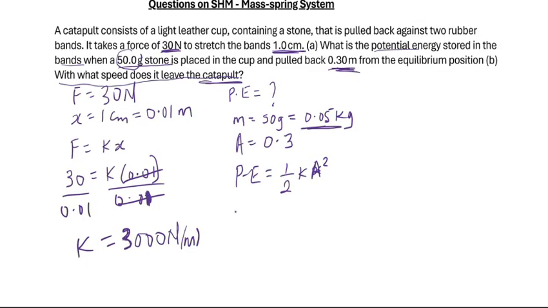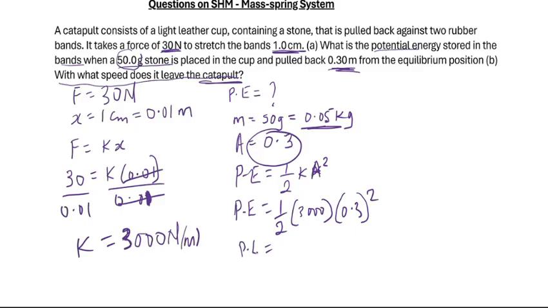Compute the formula. We have potential energy equals half times k, which is 3000, times the amplitude, which is 0.3. You can see the 0.3 in this case, and then we square it. By the time you punch this into the calculator, you get the potential energy stored in the band to be 135 joules.